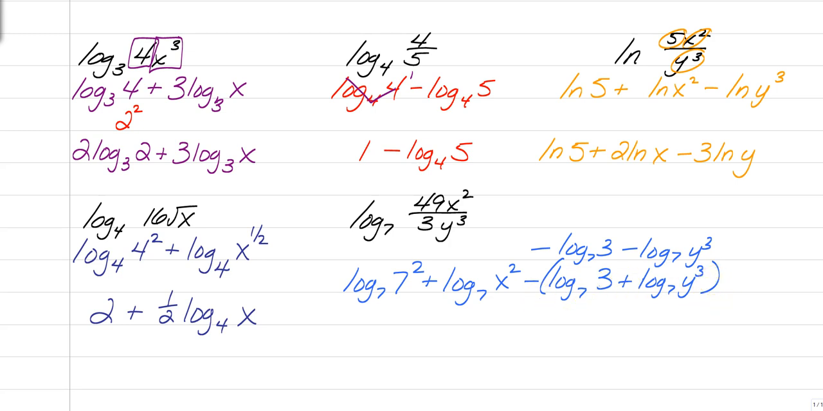And then, of course, you have to simplify it all the way. So we have log base 7 of 7 squared, which would be 2. Plus, we have the power property, 2 log base 7 of x. And this part, of course, is your choice, whatever you want to do. Minus log base 7 of 3 minus 3 log base 7 of y. Okay? And that would be completely expanded.